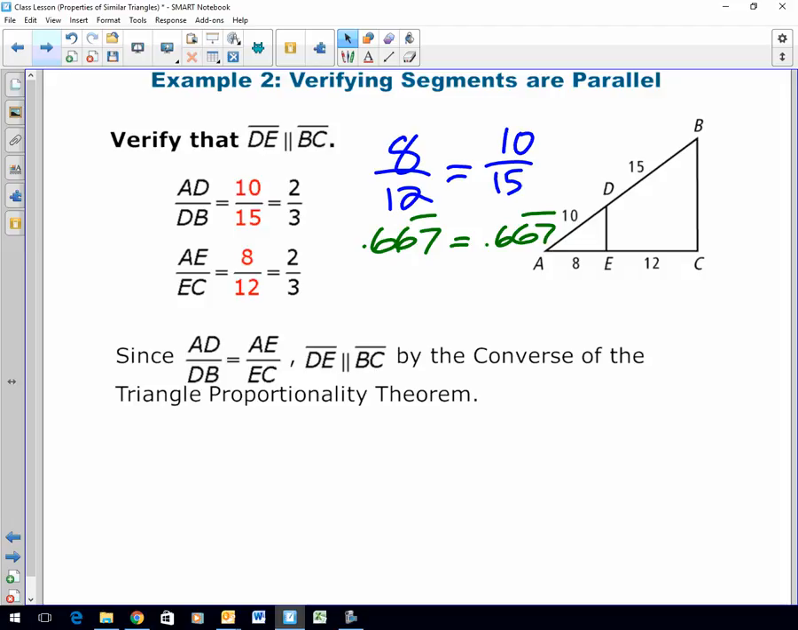Answer the question. What does that mean that they're proportional? Complete your answer. Don't just take wild guesses at it. Go back to what the question asked, so now answer the question. DE is parallel to BC. Okay? So complete answering the question.